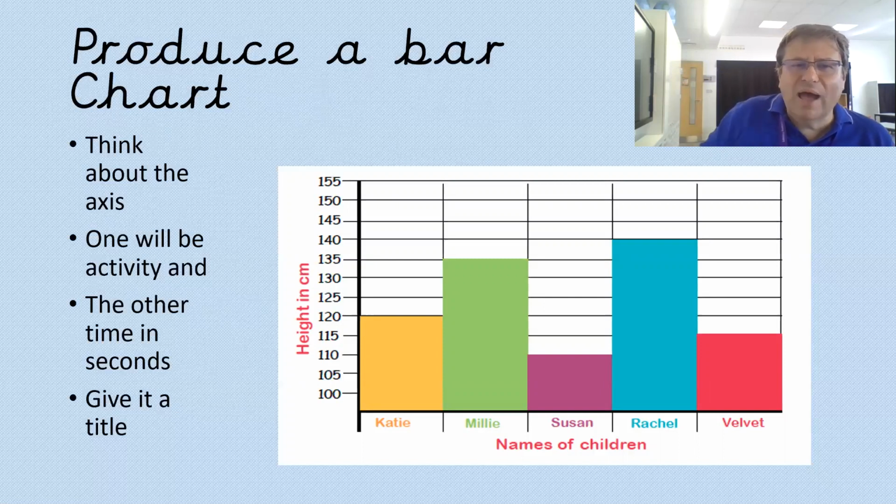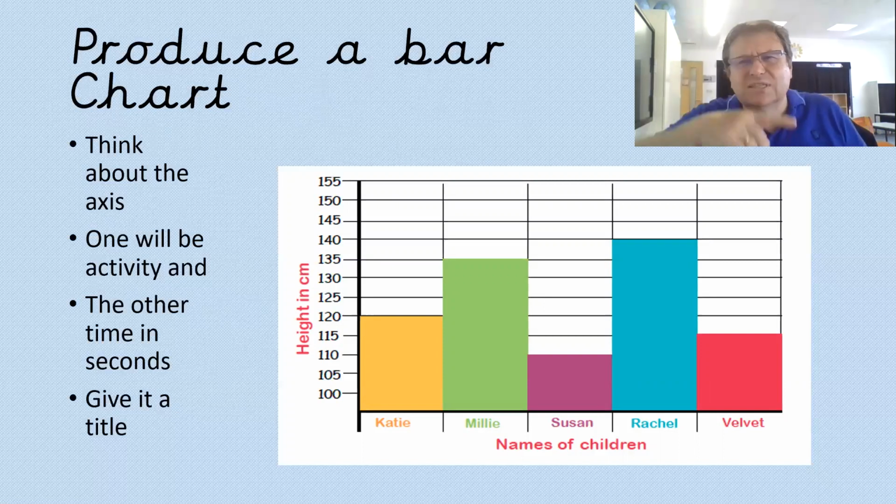Then you have to think about the axis. Now, the bottom axis might be the names of the activities. So down there you put eating a piece of toast, drinking a glass of squash, 10 star jumps, etc., etc. So each one of those has a block. And then on the other axis, you need to put the time in seconds. So you need to think about that really carefully because it has to be an accurate scale.